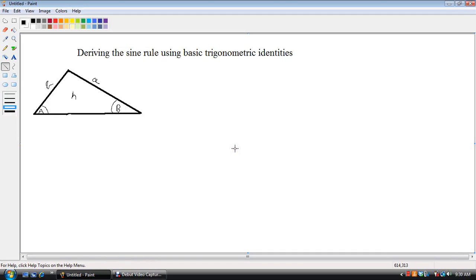Hello everyone, we're going to have a look at how we can derive the sine rule using basic trigonometric identities. With any non-right angle triangle, you can take that big triangle and break it into two right angle triangles by using the height. So you can draw your height, and what you end up with is two right angle triangles.